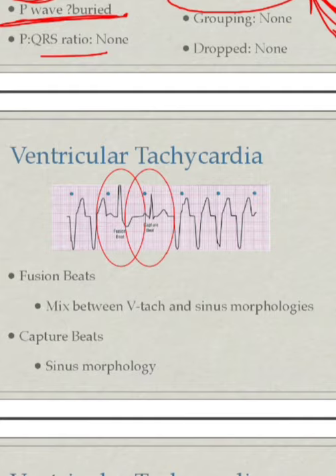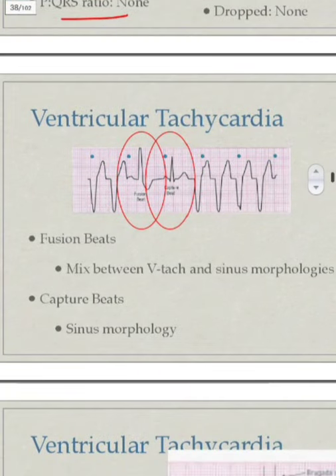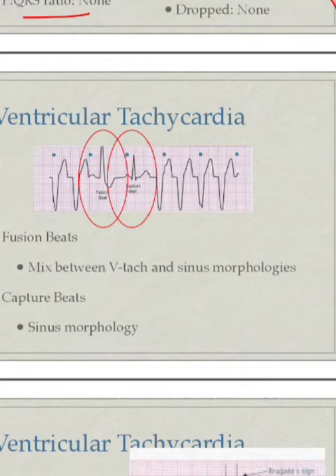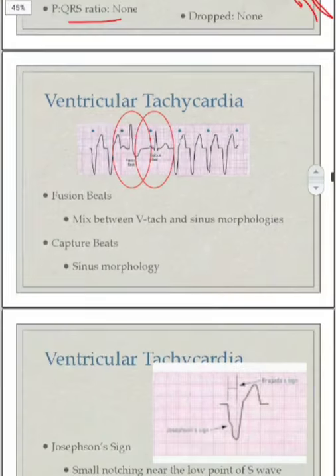So in this ECG, you will find somewhere that there is going to be a fusion wave present, where there is a mix between ventricular tachycardia and sinus morphologies, right? This is ventricular tachycardia going on, and then this part right here is sinus, QRS complex and P wave. So this is ventricular tachycardia, but it has fusion beats and it has capture beats.